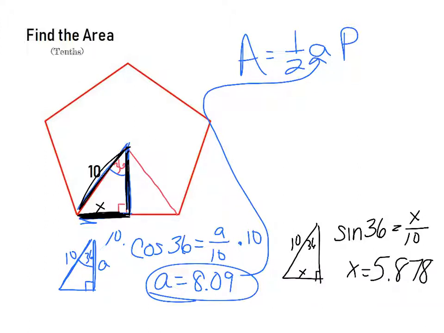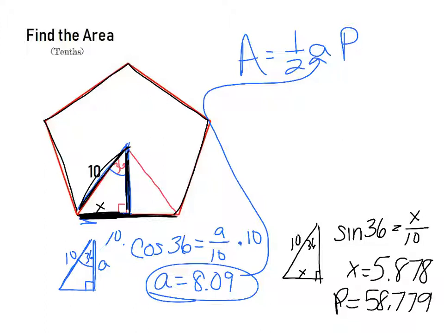X is really just this piece, and I need the full perimeter. Let's look at what I have to do with my 5.878. I need to, first of all, double it so I can get that full length, and then I'm going to take it times 5 to get all the sides. So times 2 times 5, or you really could just take it times 10. That does it too. Which actually you could do in your head, but down here I'm going to write perimeter equals 58.779 is what that would round to.